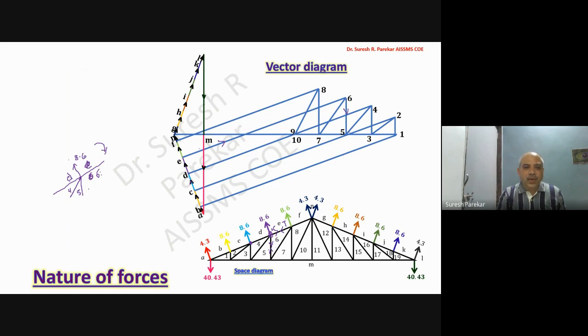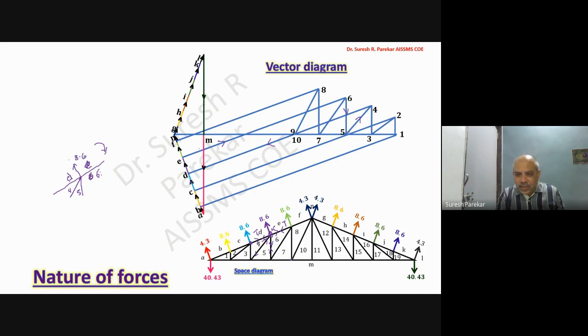Then we will go 5-4. So we have 5 over here, 4 over here. So 5 to 4, we are going up. That means we have compression over here. Then we will go 4 to D. So we have 4 over here and D over here. We are going down, so 4 to D downward means again we have tension. So likewise we have to find these forces.